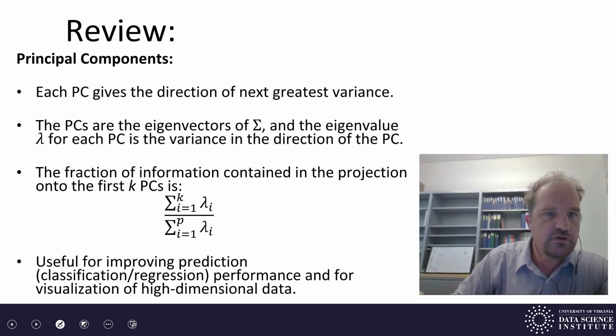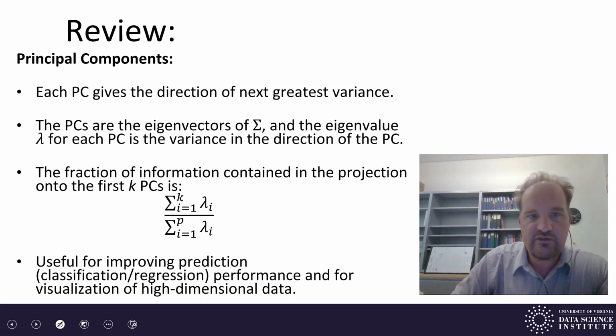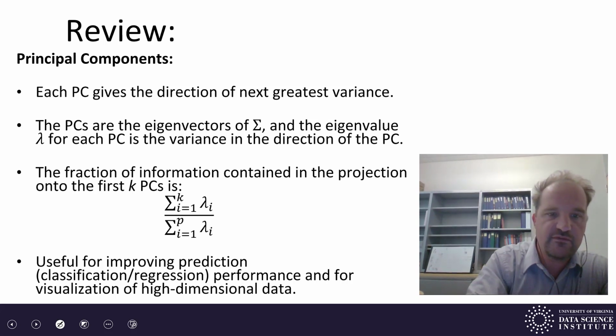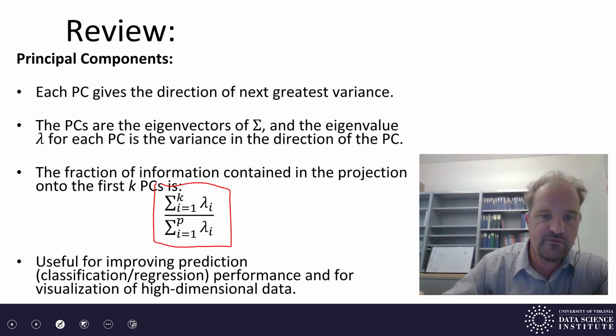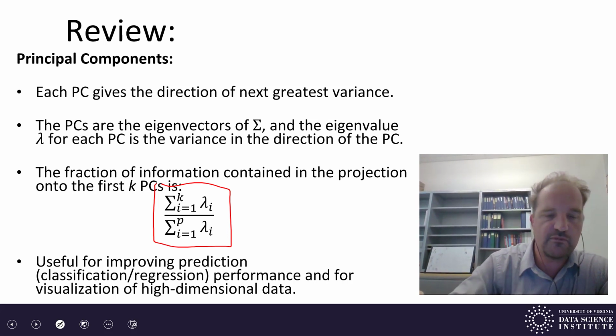So, review. Each PC gives a direction of the next greatest variance. The PCs, or the principal components, are the eigenvectors of the covariance matrix, and the eigenvalue for each PC is the variance in the direction of that PC. The fraction of information contained in the projection on the first few PCs is given by this formula here: the sum of the first k eigenvalues divided by the sum of all the eigenvalues.